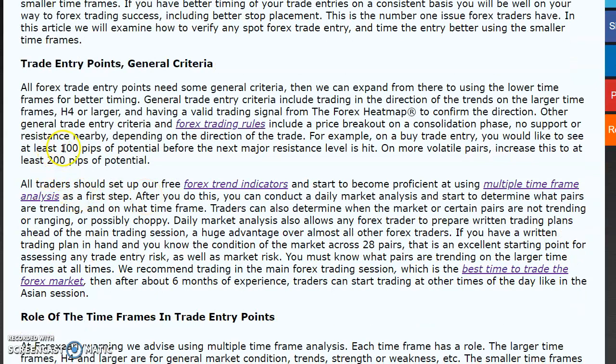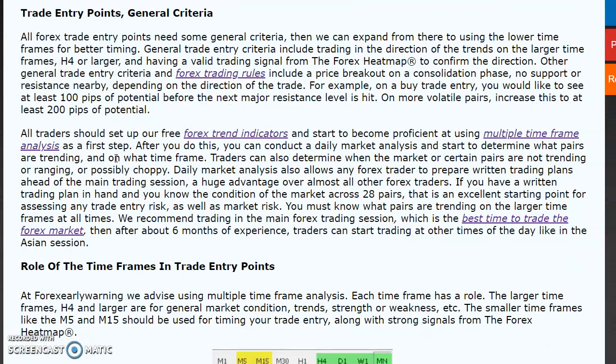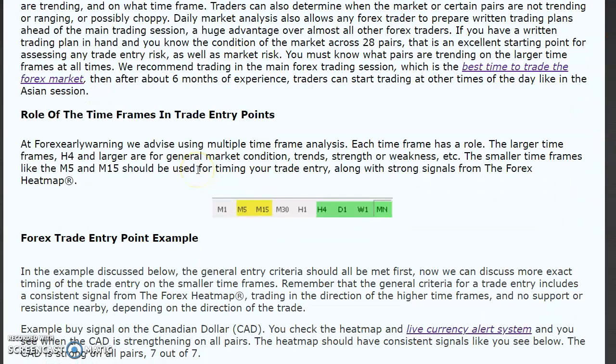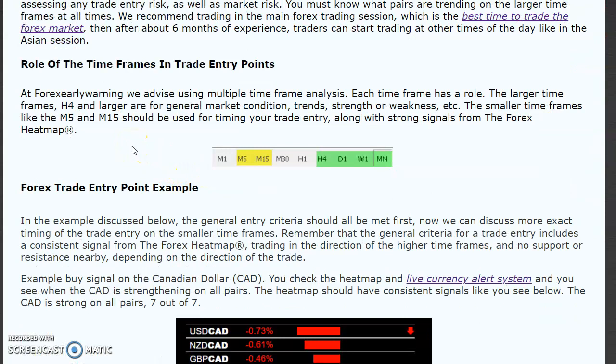Forex traders aren't used to these types of numbers. They're used to scalping, and they just need to really change the way they think about what's going on. You can set up our free trend indicators. We'll show you those in a minute. This is your basic chart setup, and we'll show you a fantastic chart setup for viewing 7 charts at a time also.